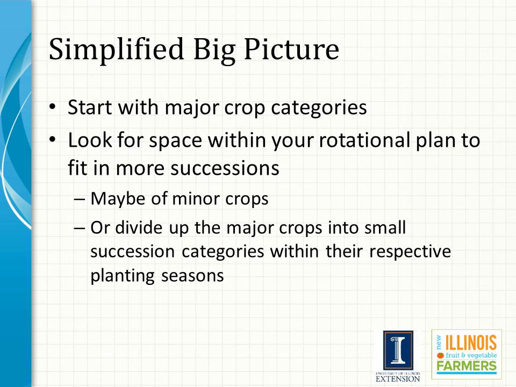Before we move on to a spreadsheet example, I would like to summarize the simplified big picture of succession plantings. You need to start with the major crop categories for your planting plan first. Then you can look for space within your plan to fit in more successions. This might be more successions of minor crops such as beans, or divided major crops into smaller succession plantings within the respective planting season. We will look at this in the next slide.